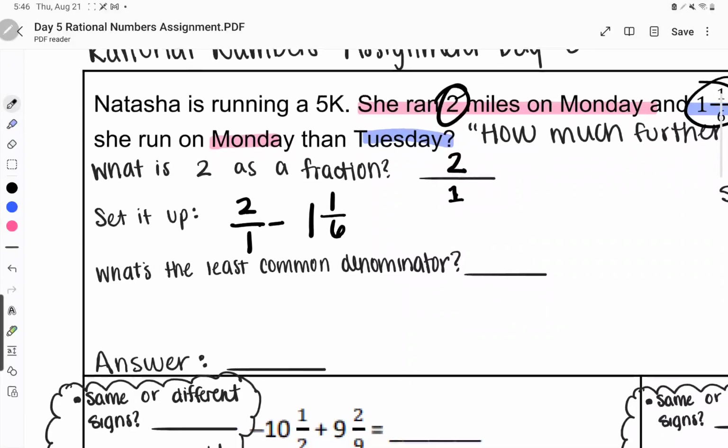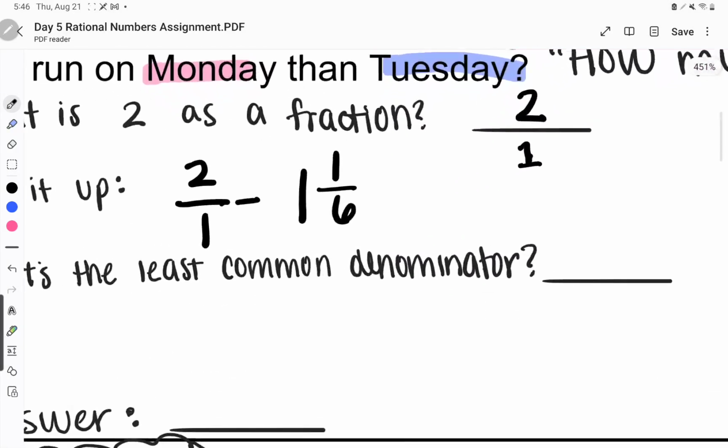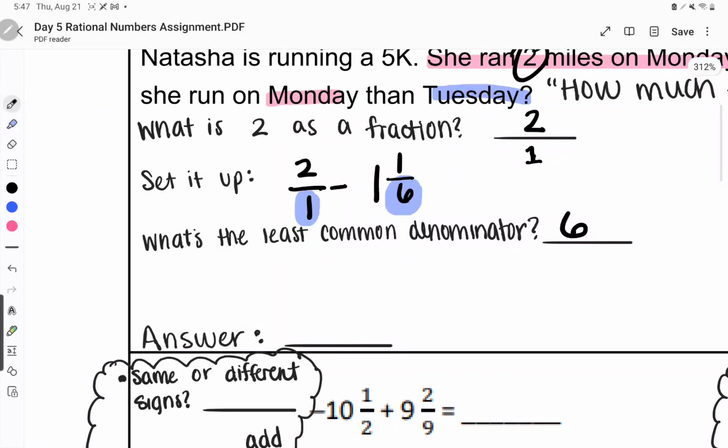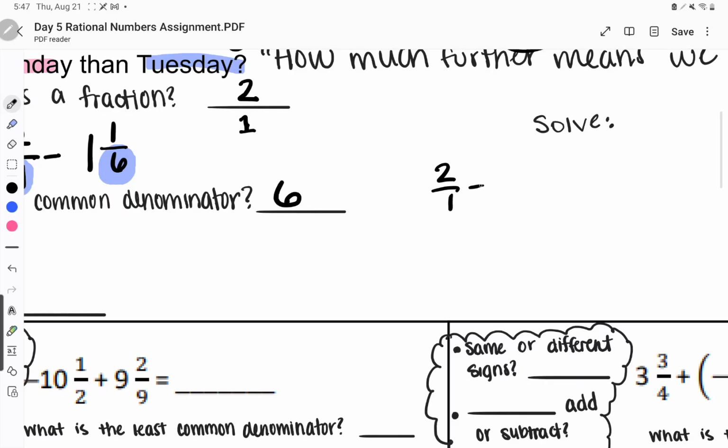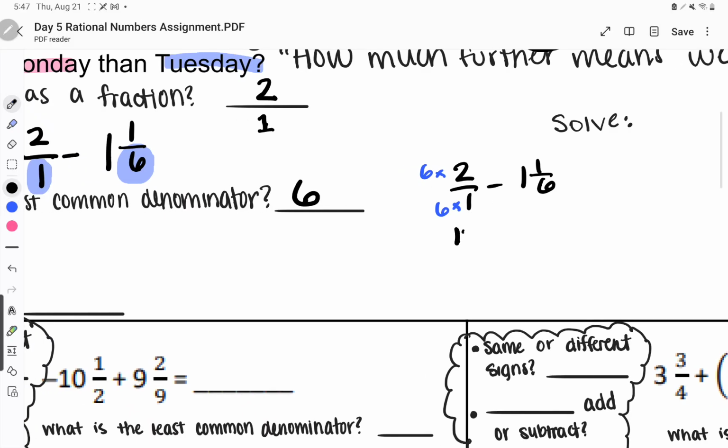Then we have to ask ourselves, okay, what is the least common denominator? Well, if I have a denominator of 1, I can get it to any number. So I can get it to the 6 that's right here. So my least common denominator would be 6. So when I would rewrite this, I would have 2 over 1 minus 1 1/6. I would multiply both of these right here by 6. So that would give me 12 over 6 minus 1 1/6.